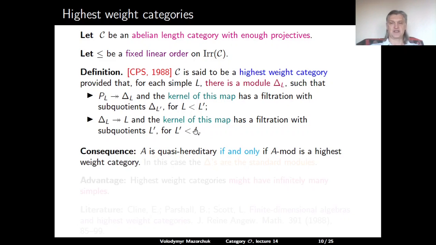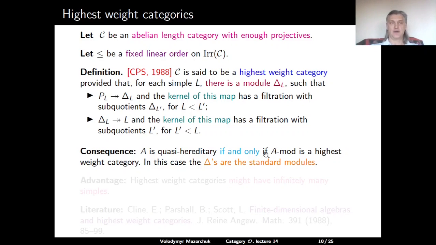So from this definition, it is very easy to see that an algebra A is quasi-hereditary if and only if its module category is a highest weight category, and in this case, the deltas are exactly the standard modules.